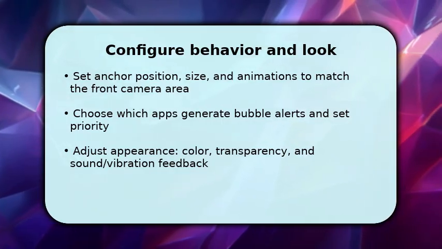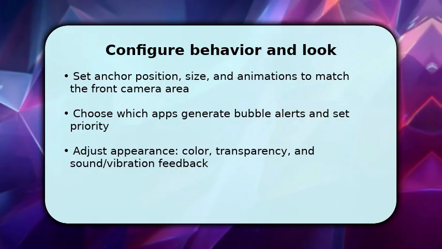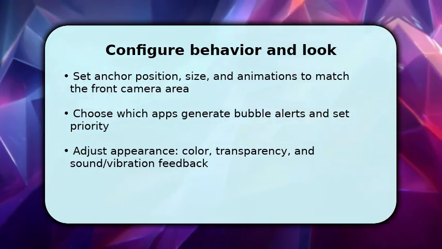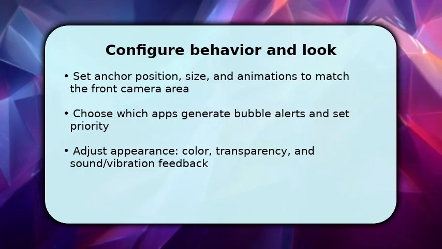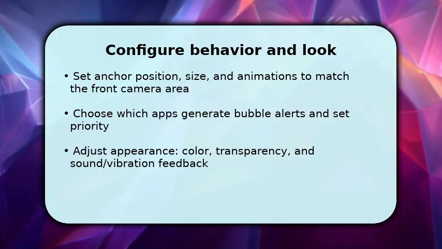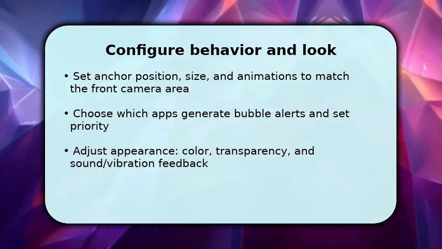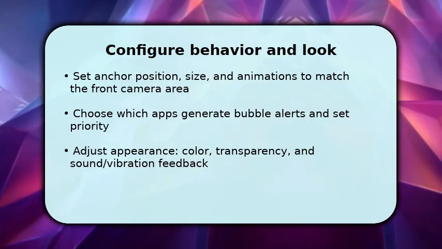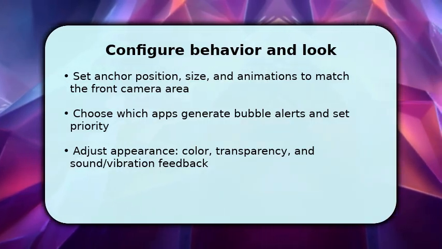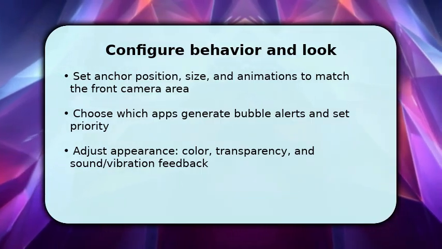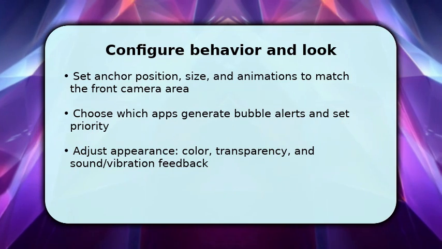Start by positioning the anchor over the front camera cutout, then set width, height, and corner radius so it aligns visually. Once positioned, select which apps are allowed to show notifications inside the island and set priority for persistent vs transient alerts. Fine-tune animation speed and appearance, colors, transparency, and light effects so notifications feel native. Make small adjustments and test with a few app notifications to validate alignment and timing.